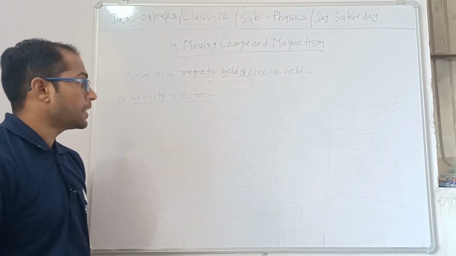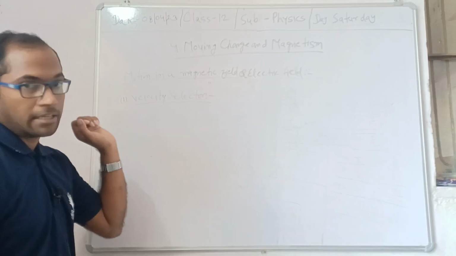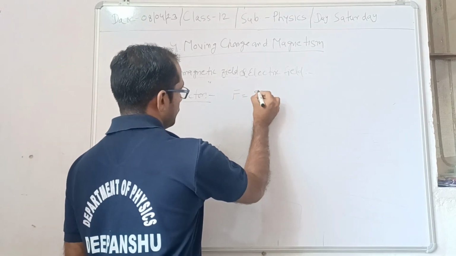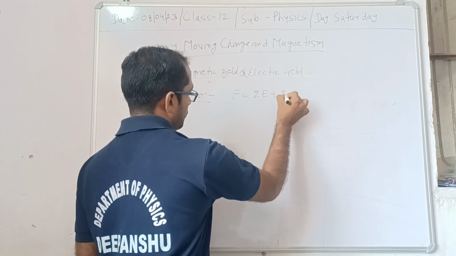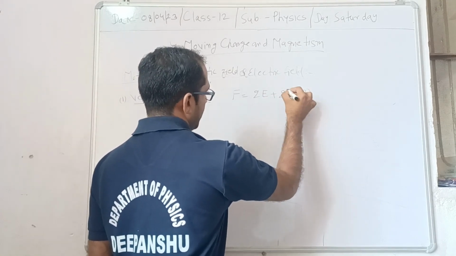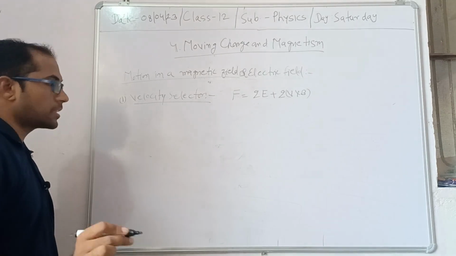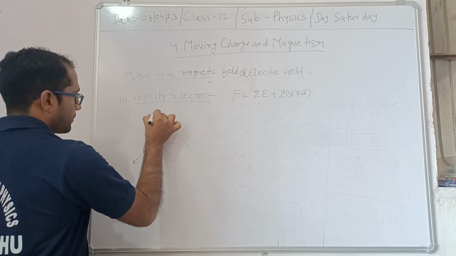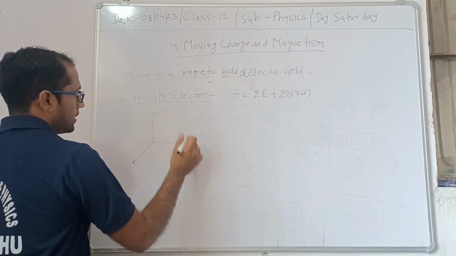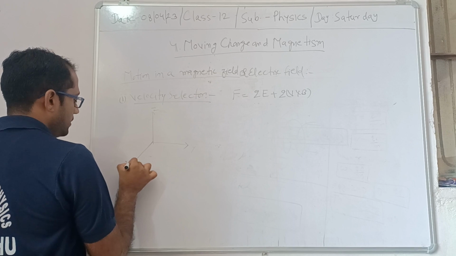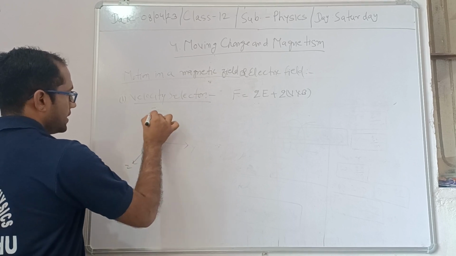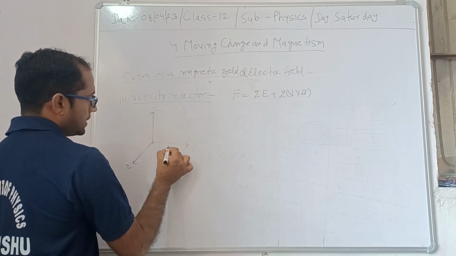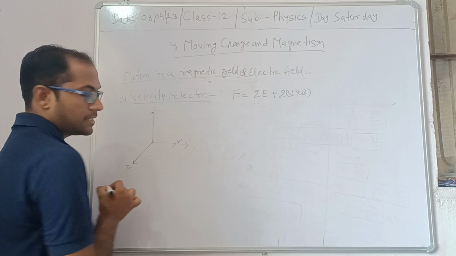Velocity selector. How is this a velocity selector? Because we know that F is equal to QE plus Q V cross B. If we are using vector quantities, and we assume that this is the coordinate axis, x, y and z, the velocity direction is like this, in the x direction.